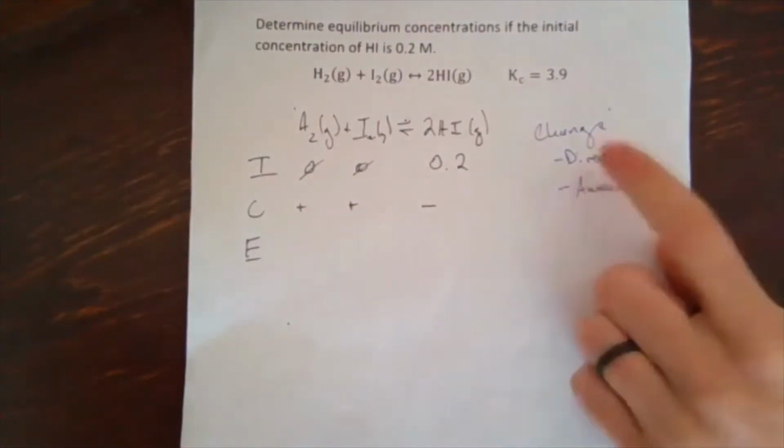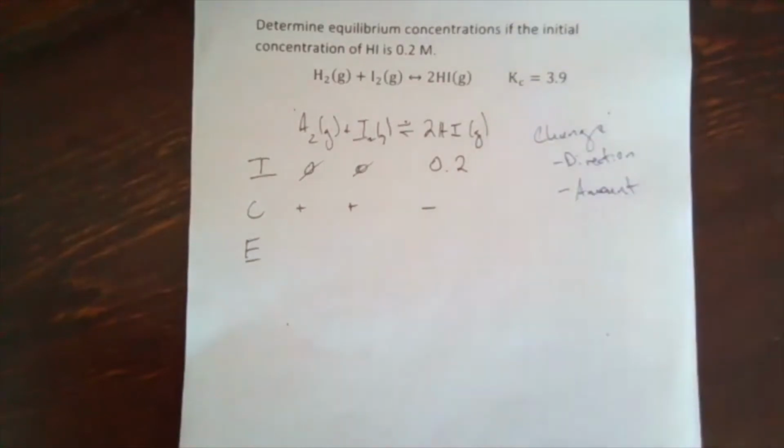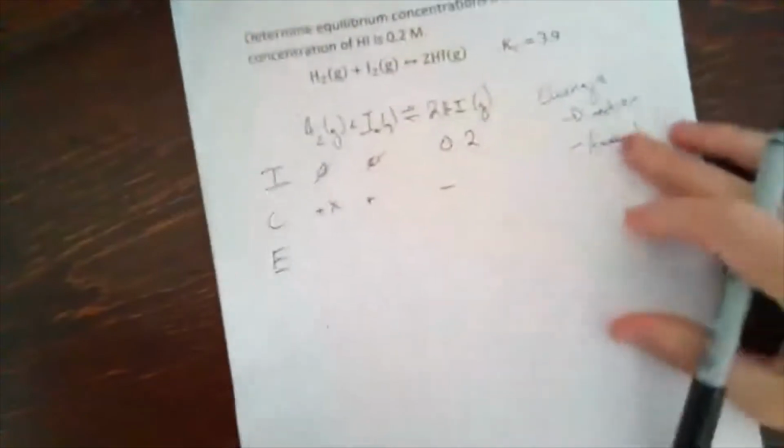All right, so that's the direction. Now we want to know amount. So we don't know how much it is, but we can say there's a variable. What we can say is we don't know how much H2 will be produced, but we could say plus x.